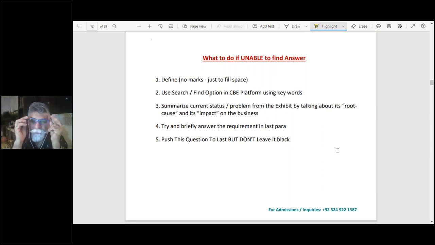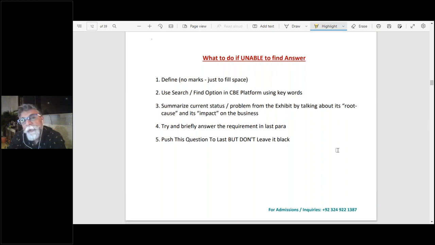What to do if unable to find the answer? I can guarantee that in almost all the papers I have seen, there is one part, one requirement or one question which really goes above my head, and I'm not able to find information in the exhibit or anywhere else. So there will always be a question like that. Be mentally prepared that there will be a question for which you will not be able to find information. So what to do?